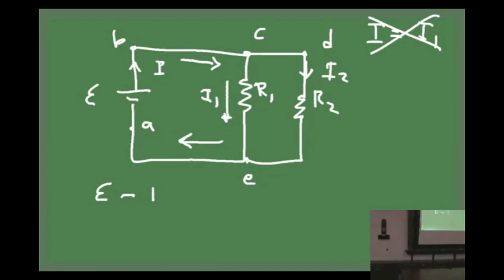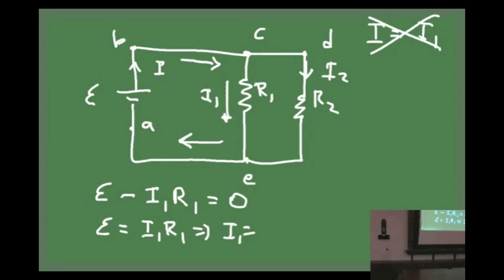So the drop in potential, as we just said, is I1 times R1. That's between C and E. When I go from E to A, nothing happens to the potential. That's an ideal cable. And I'm done. I'm back to A. So I finish this by saying that this is equal to 0. So from here I get that the current flowing through resistor 1 is equal to epsilon divided by R1. So the current flowing through resistor 1 only depends on resistor 1.